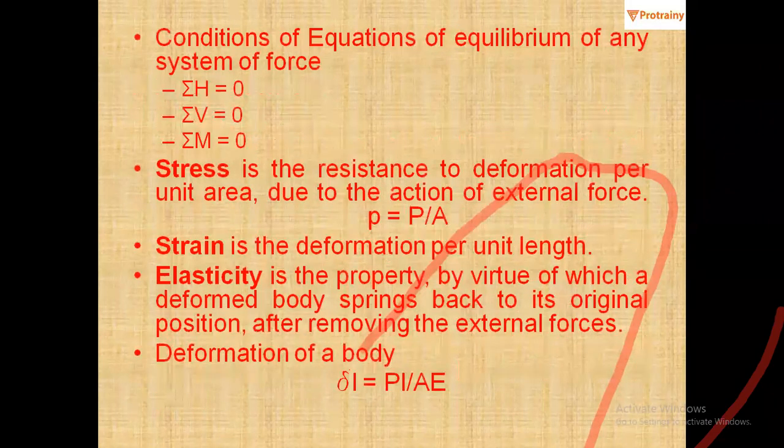Then the conditions of equations of equilibrium of any system of forces. ठीक है? So it's a base. These are the basic conditions. Sigma H is equal to 0, sigma V is equal to 0, and summation of M is equal to 0. इसका मतलब summation of all horizontal forces has to be 0, summation of all vertical forces has to be 0, and summation of all moments has to be 0. These are the three conditions of equilibrium.